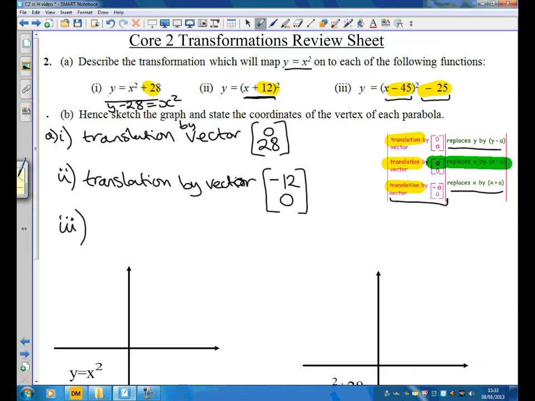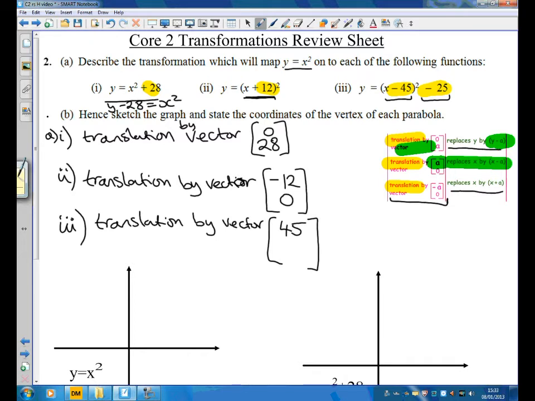So this is a translation by vector. So in the x direction we need to change the sign. It was negative 45, so it's actually positive 45. And then in the y direction it's the number that's been on the end because y has been replaced with y plus 25. So that's negative 25.